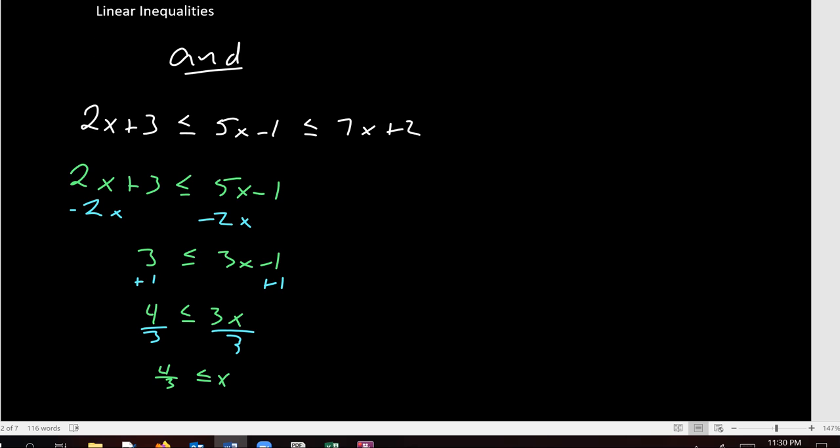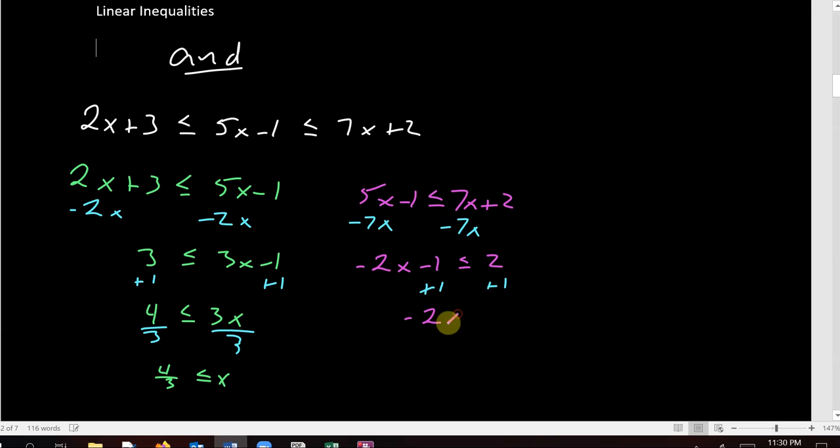So we have that, and at the same time, we're going to have this other inequality where we have 5x minus 1 less than or equal to 7x plus 2. So let's see, I'm going to go ahead and subtract 7x from both sides. No particular reason, just want to. Okay. So negative 2x minus 1 is less than or equal to 2. Then we can add 1 to both sides. That's going to leave me with negative 2x less than or equal to 3.